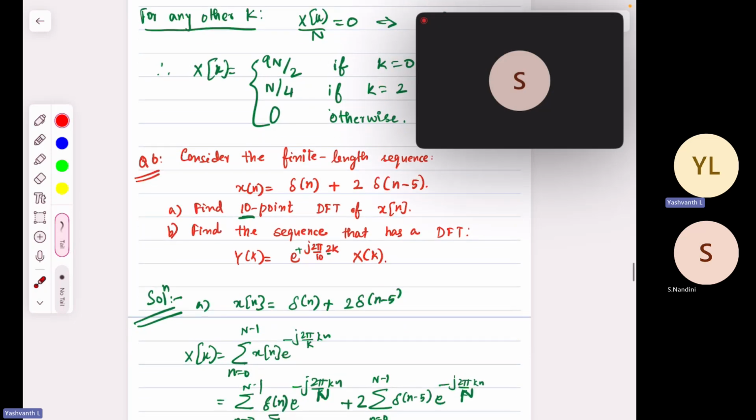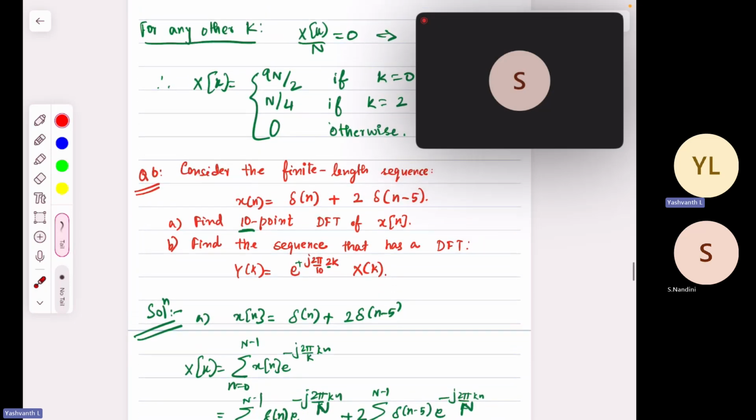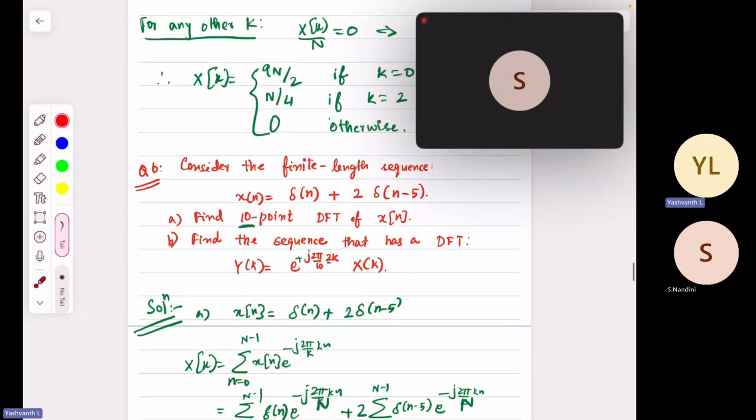Okay. Are you able to hear me and see my screen well? I've reshared my screen. Is everything okay?